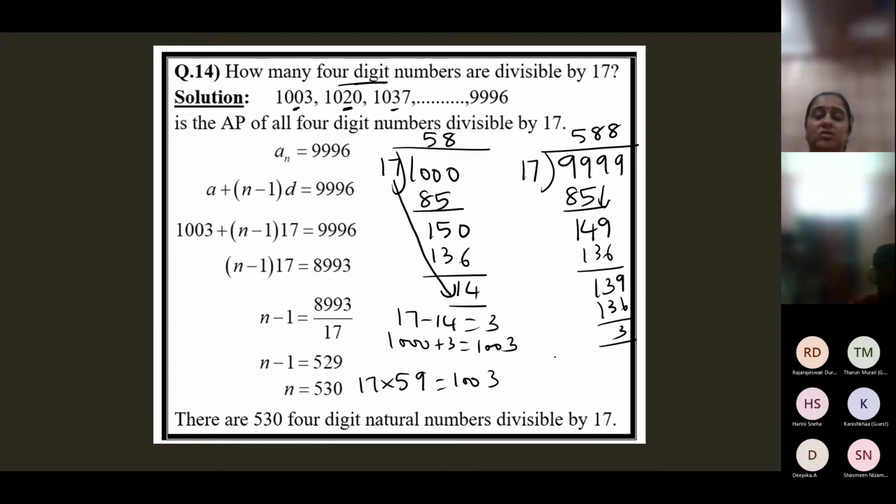So here you should directly subtract the remainder. That is 9999 minus 3, which is 9996. Subtract the remainder, or multiply these two numbers as it is: 17 into 588. Subtract the remainder straight away, 9999 minus 3, 9996. Otherwise, you multiply 17 and 588.